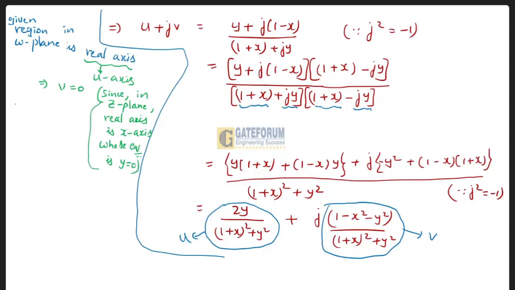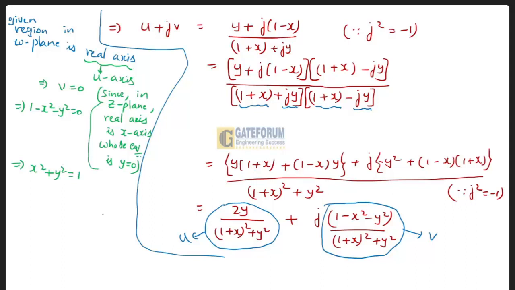Now when V is 0, since the denominator is nonzero, the numerator is also 0. You will be getting simply 1 minus x square minus y square is equal to 0. Finally, you will be getting x square plus y square is equal to 1. This is a region in the Z plane. What is the region here? It is a circle having center (0, 0) and radius 1.